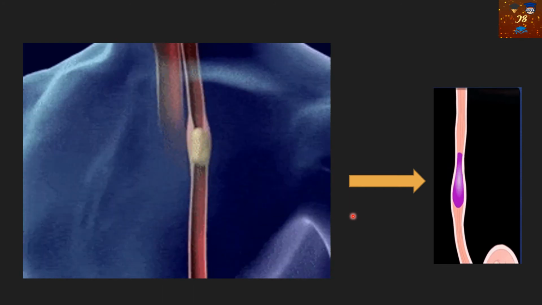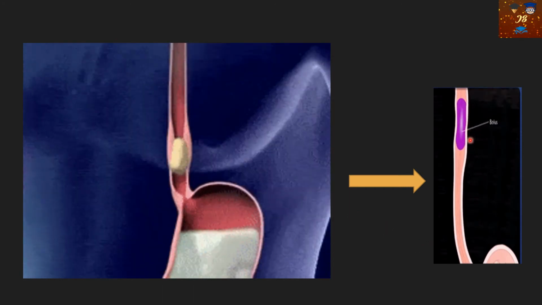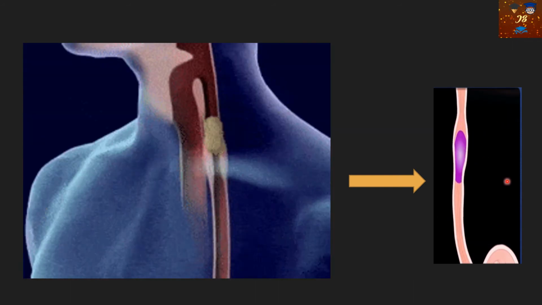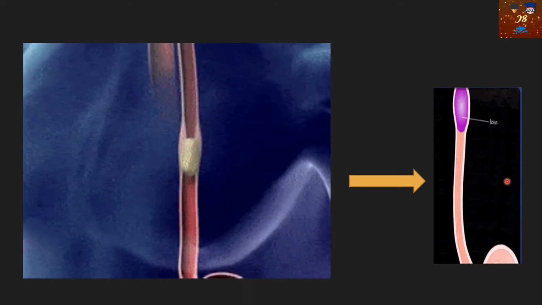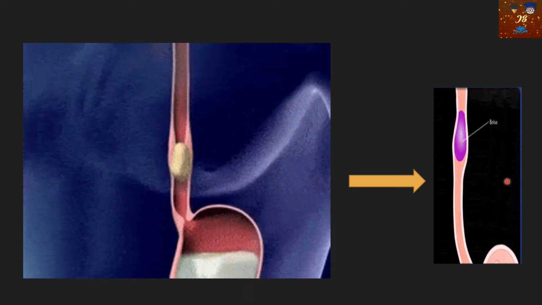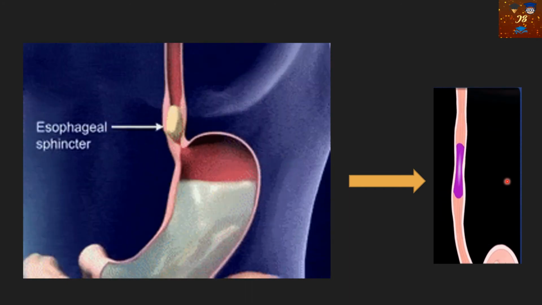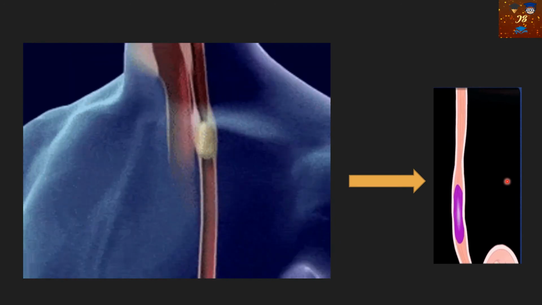Now what is peristalsis? You can see in this picture that when the food is propagating through the esophagus, the muscle is contracting and relaxing, contracting and relaxing. This periodic contraction and relaxation helps the food to propagate from the esophagus towards the stomach. So this is peristalsis.